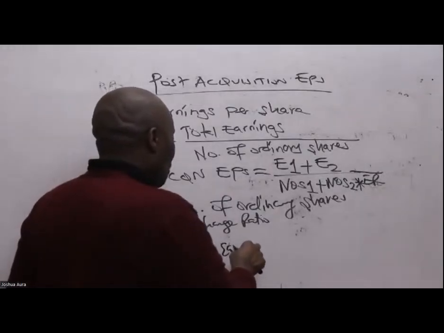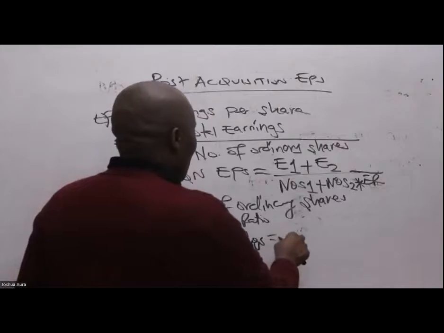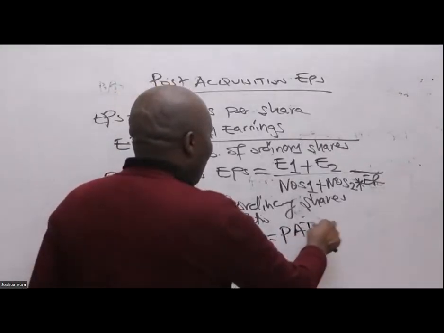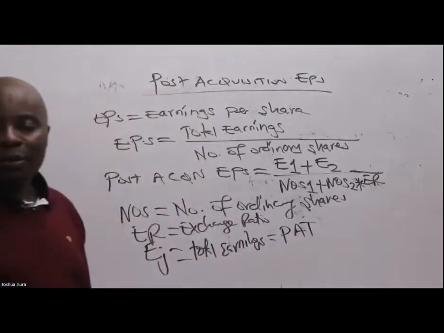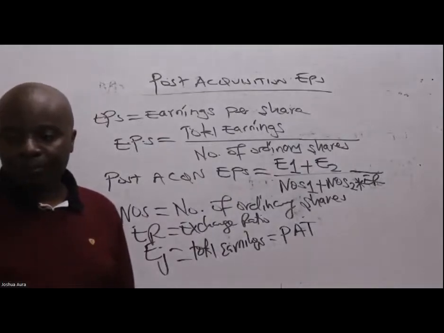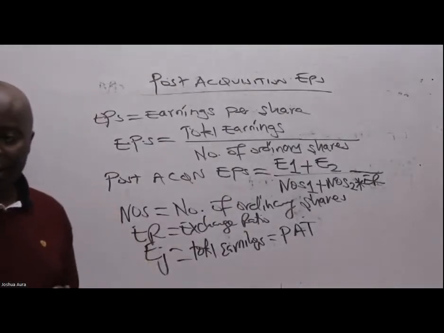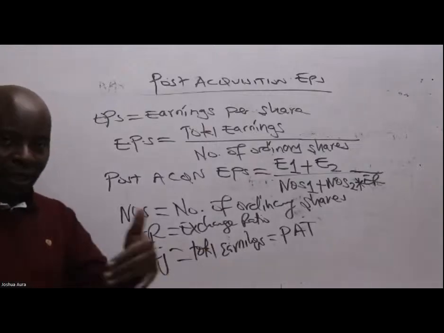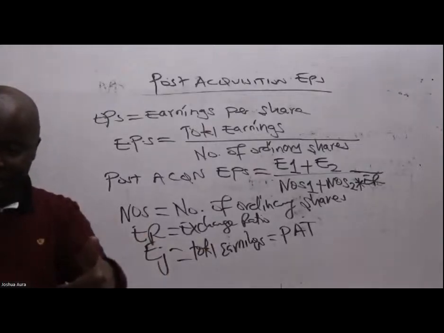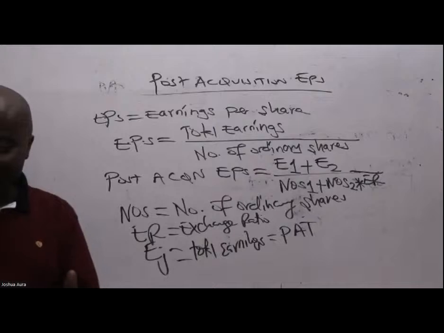The total earnings, and in our case here, total earnings would always be the profit after tax part. Profit after tax. Please write up to here. And once you write up to here, could you kindly put your thumbs up like this, as a signal that Mwalimu should be able to continue.